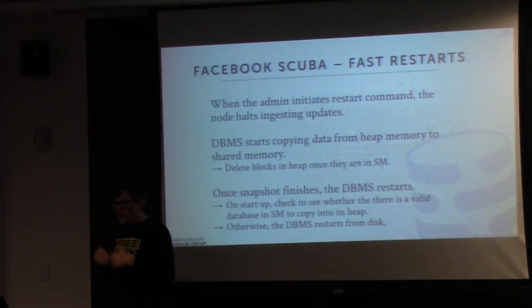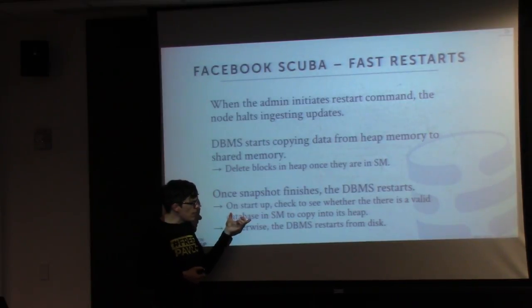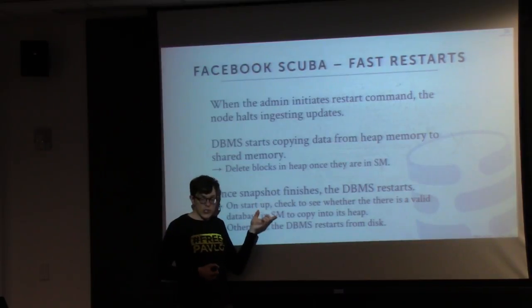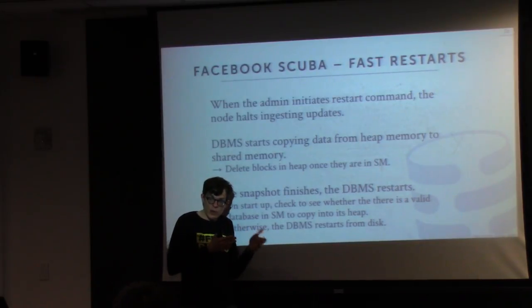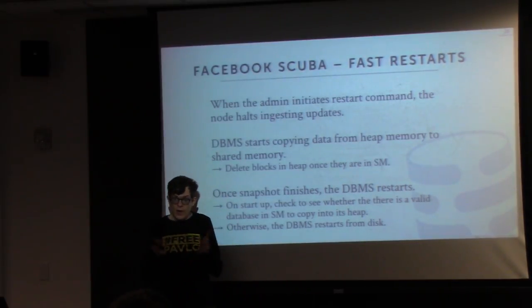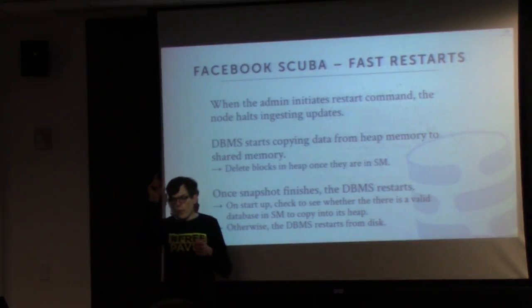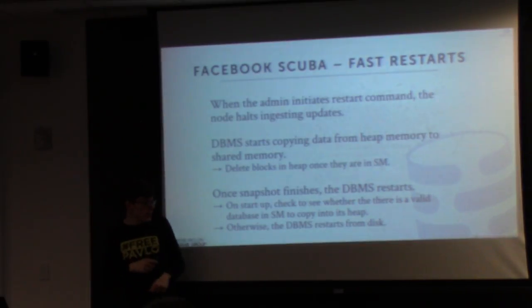So there's a bunch of different safety checks they have in this approach when they check to see whether they can use what's in shared memory on a restart. What you don't want to happen is, if the new version of the database system modifies the layout of data in memory, you don't want the old version of the heap to be used in the new version of the system, because then all the pointers and all the alignments will be messed up. So they have a check: they know that when they took the checkpoint in shared memory, it was at this version of the system. And if it's valid, then you can reuse it.